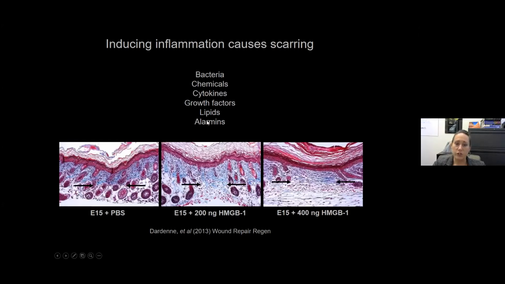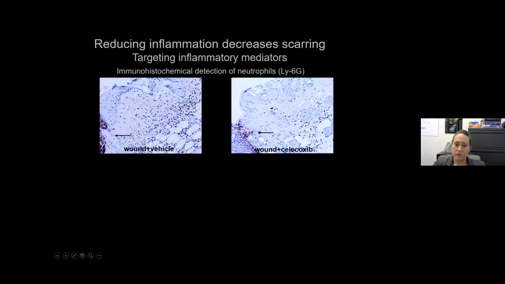So you're reducing inflammation in those wounds, and this is immunostaining for LY6G, which is used as a neutrophil marker. In control wounds, you see there's significant neutrophil infiltration into the wound. But if you treat the wounds with celecoxib, you reduce the number of neutrophils present. And if you look at the scars that form from these wounds, you see a significant reduction in the size of the scars that form when you reduce inflammation with celecoxib treatment. Okay.